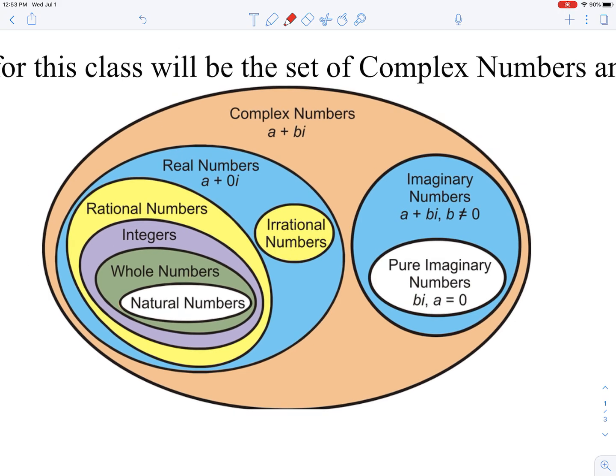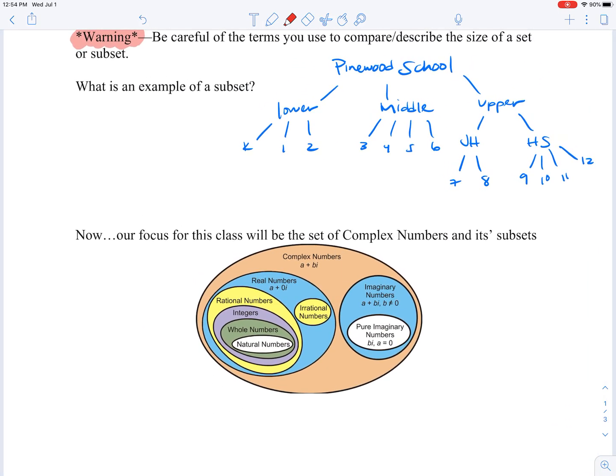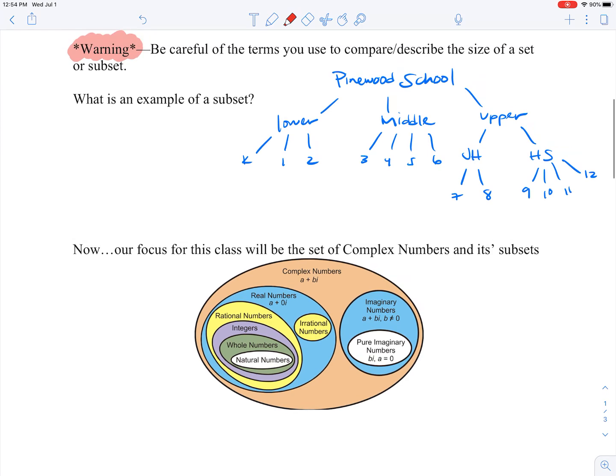So we're going to focus on the set of complex numbers and its subsets. Now, looking at this picture, I like this visual, and I use it every year to describe the complex numbers and all of its subsets so that you can see which sets are subsets of other sets. That's a tongue twister.